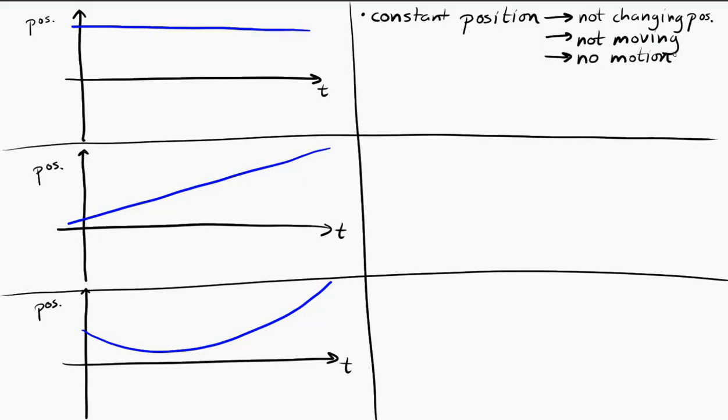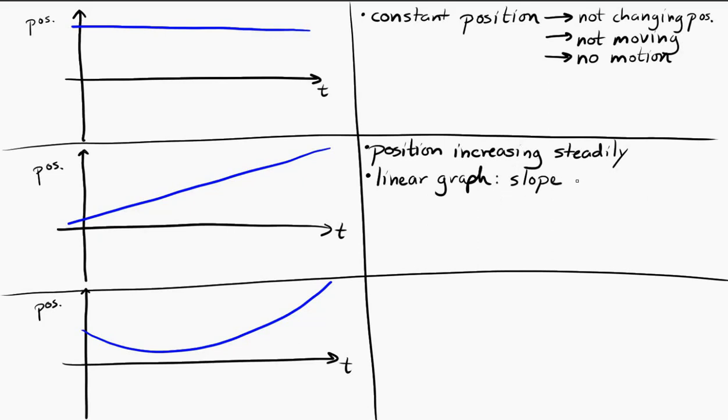All right, let's take a look at the second graph. It shows that the position is always increasing, and it's always increasing at a steady rate. So it's a linear graph. And if you wanted to, you could calculate the slope of the graph, or you could find the equation of the graph. It would be of the form y equals mx plus b.